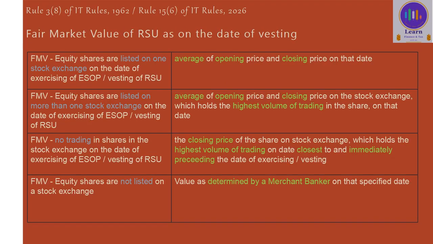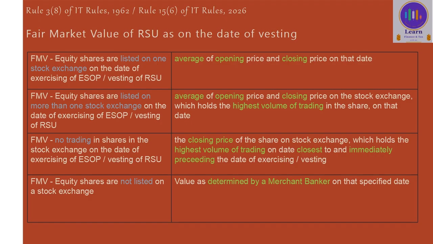Fair market value of RSUs is determined based on Rule 3 Sub-Rule 8 of IT Rules 1962 or Rule 15 Sub-Rule 6 of IT Rules 2026. If the equity shares are listed on one stock exchange, then the fair market value is the average of the opening price and closing price on that day. If the equity shares are listed on more than one stock exchange, then you take the average of opening and closing price on the stock exchange which has the highest volume of trading.